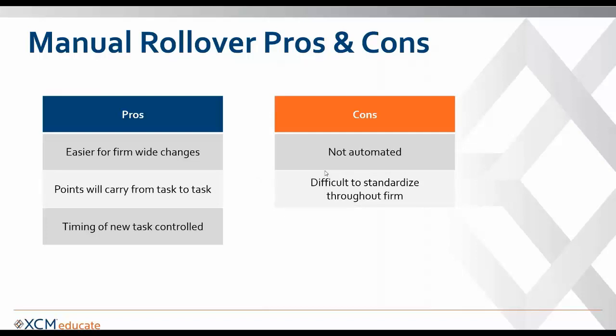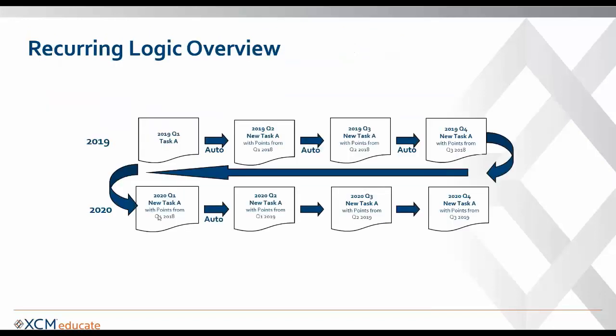So what are the cons? The cons are they're not automated, right? So you have to manually be responsible to do this. Either you or somebody in your firm or multiple people in your firm could be responsible for rolling these tasks over, which could make it difficult to standardize throughout the firm, because if you have many people rolling these tasks over manually, you want to make sure everybody's bringing the right information and rolling them over properly to be able to standardize them.